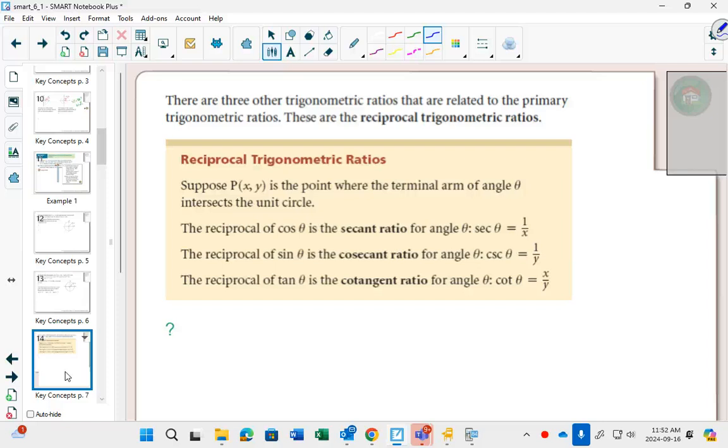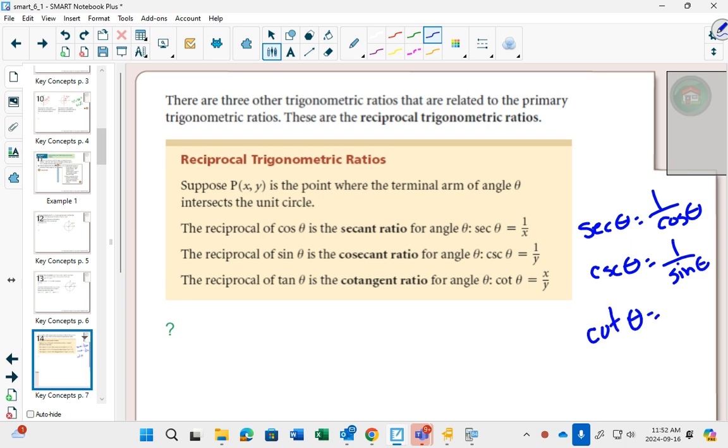Actually, this is on page 470. Before we get to example 2, we're going to talk a little bit about some stuff before that. But the secant ratio is the reciprocal of the cosine ratio. We have the cosecant ratio as the reciprocal of the sine ratio. And the cotangent ratio is the reciprocal of the tangent ratio.